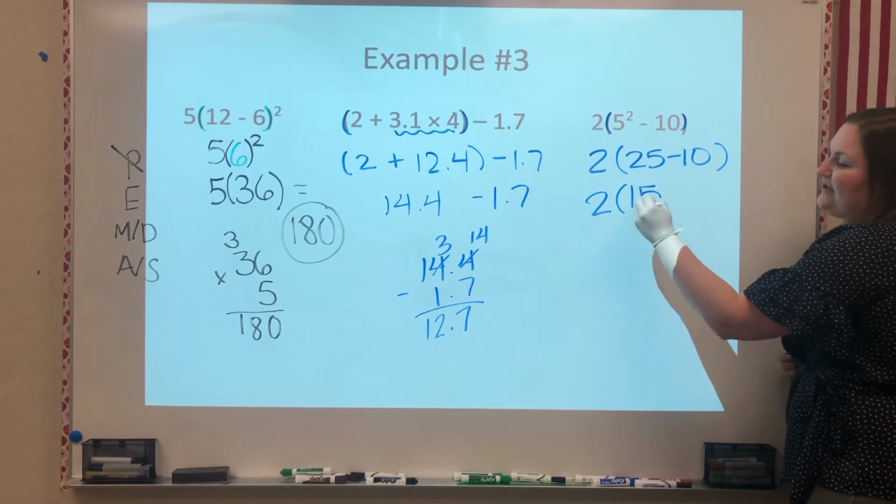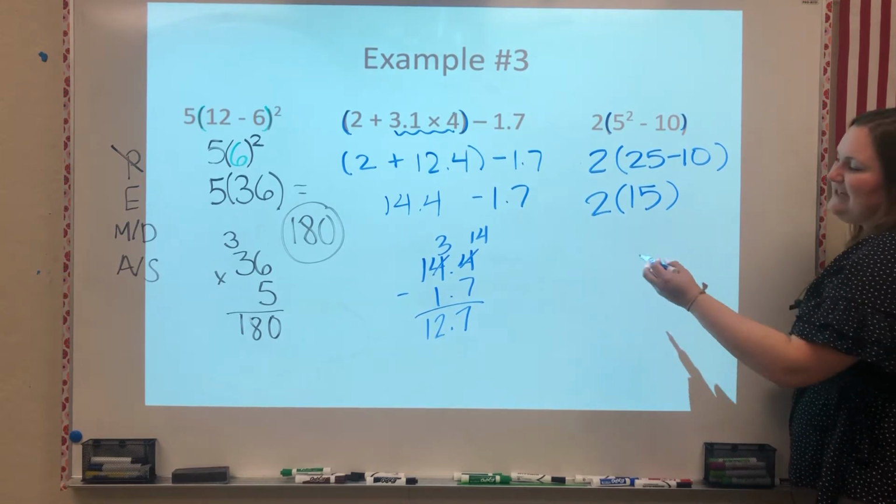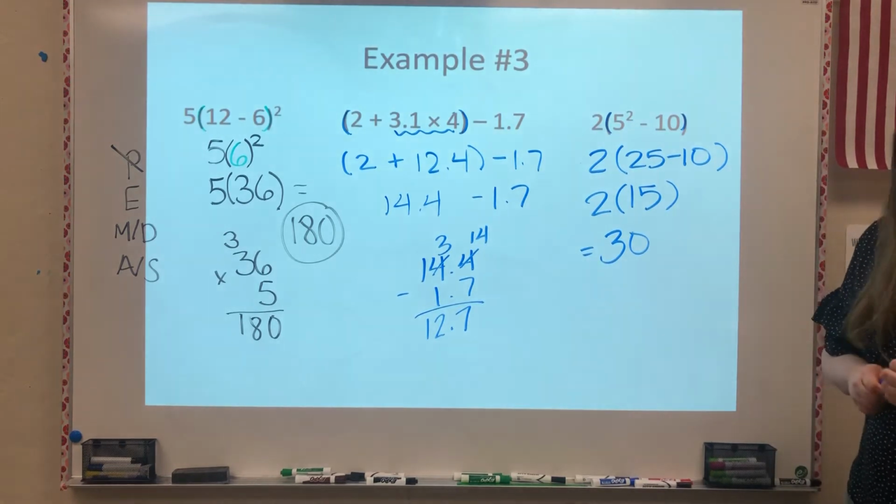Now I still need those parentheses there to show that multiplication part. So my last step is 2 times 15. 2 times 15 equals 30. And that would be our final answer.